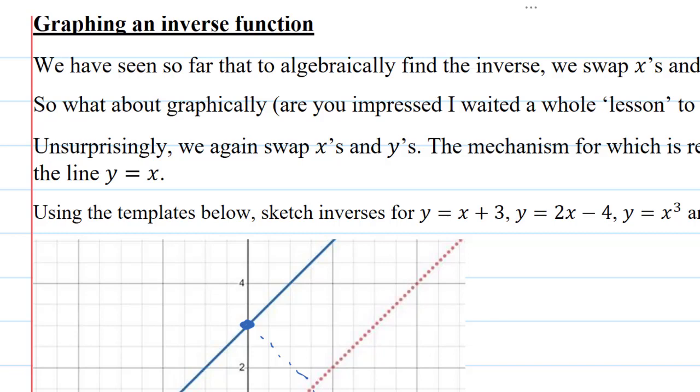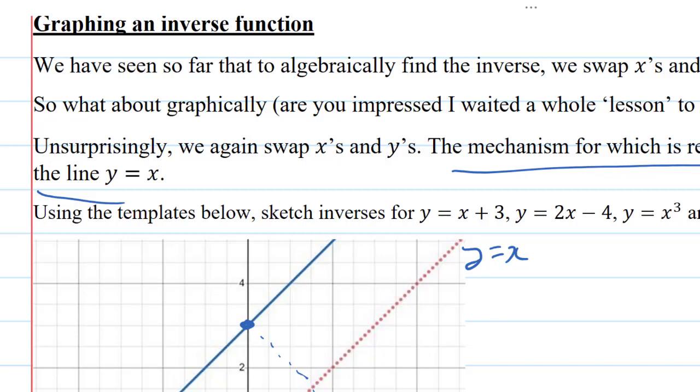Okay? We pick another point. What's the red dotted line? That is the line y equals x. I think that's like the mirror. So we could pick any other point we like. We'll pick the other intercept because it has a nice whole number. So we've got x equals minus 3, y equals 0. So that switches to x equals 0, y equals minus 3. So that goes down here.